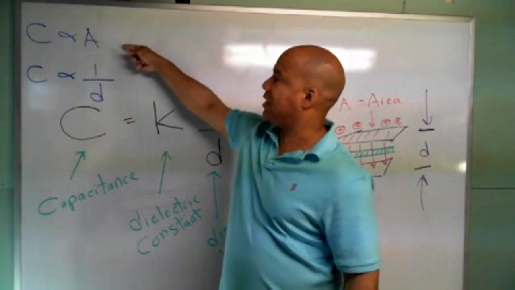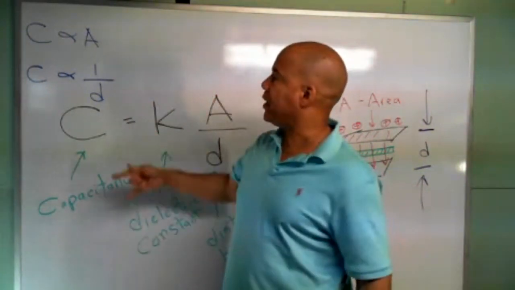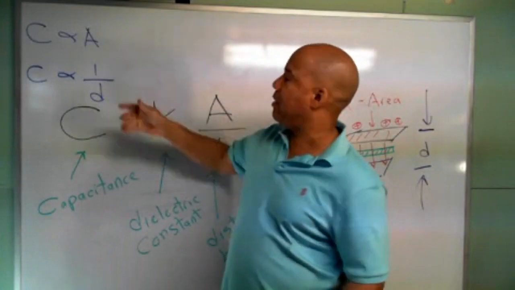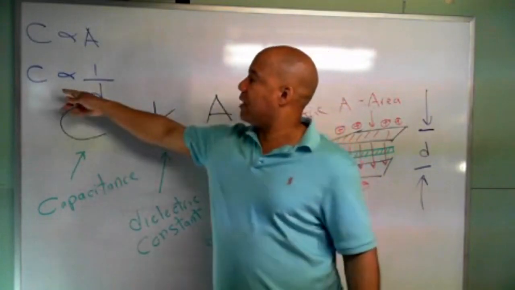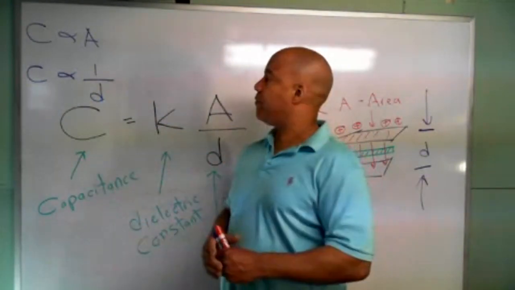If you remember, C is directly proportional to A. The bigger the plates, the more room I have to charge. And inversely proportional to D. The further apart the plates, the less the capacitance I have, and that has to do with the strength of the field.